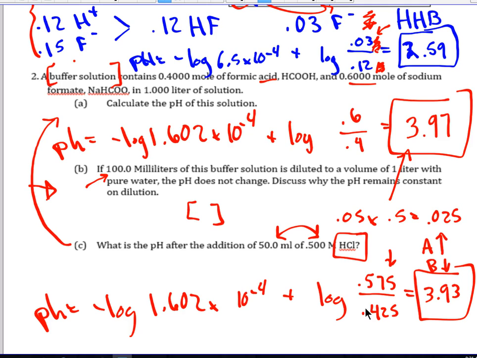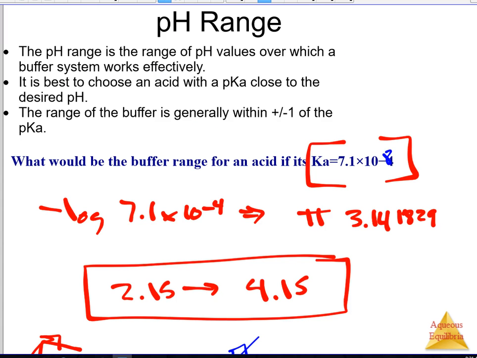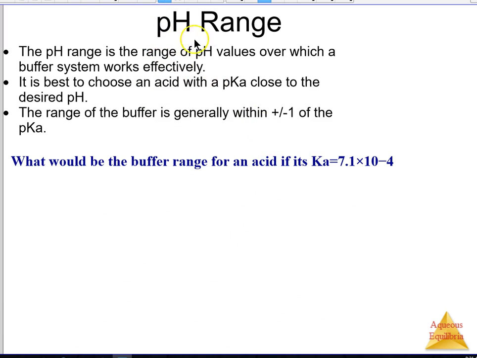There is more to chapter 17 than just buffers. The pH range, these are just little nuggets here and there. The pH range is the range of pH values over which a buffer system works effectively. It is best to choose an acid with a pKa close to the desired pH. The range of a buffer is generally within plus or minus 1 of the pKa.